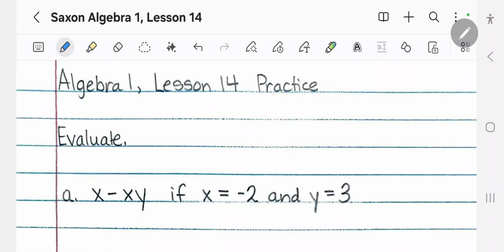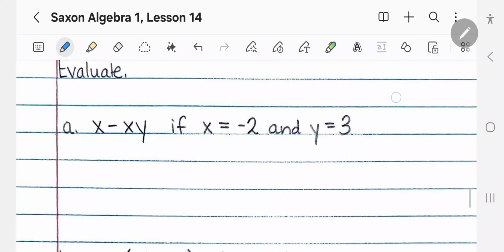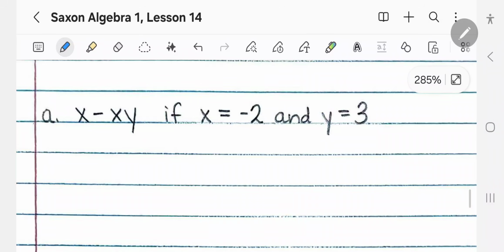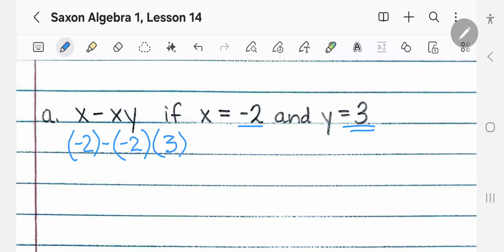This is Algebra 1, Lesson 14, Practice. We're going to evaluate. So we know what value the x is. It is -2. So instead of writing the x, we're going to put a -2 in its place all through the problem. And instead of writing that y, we're going to write a 3. And then we're going to follow order of operations.